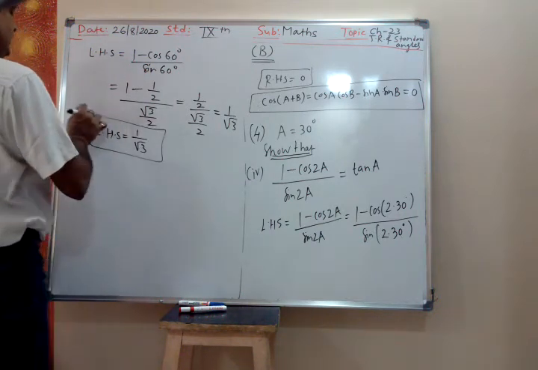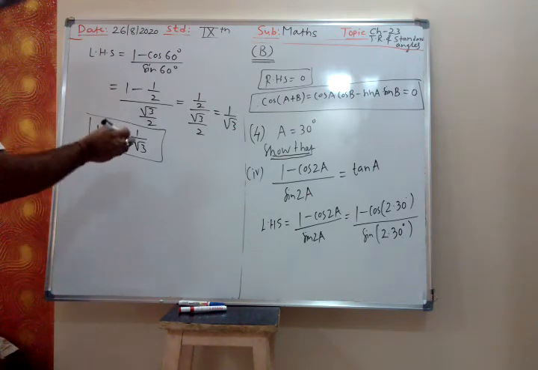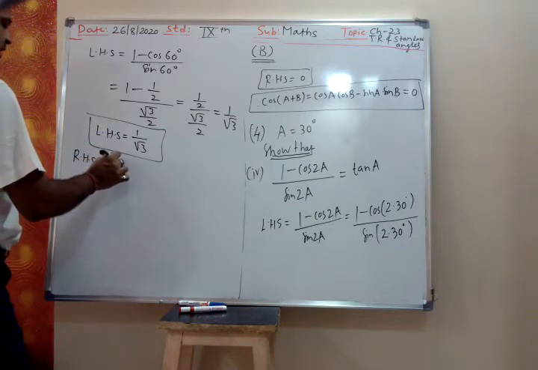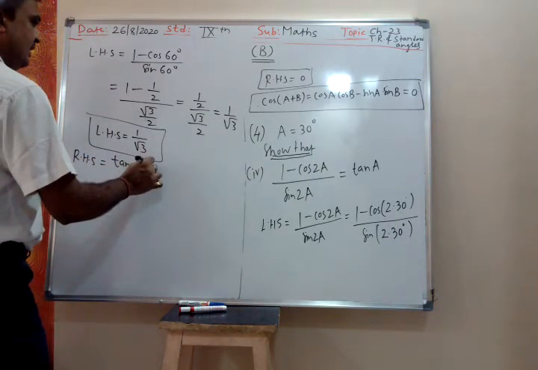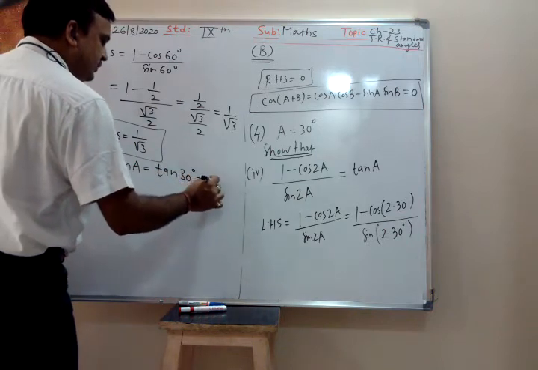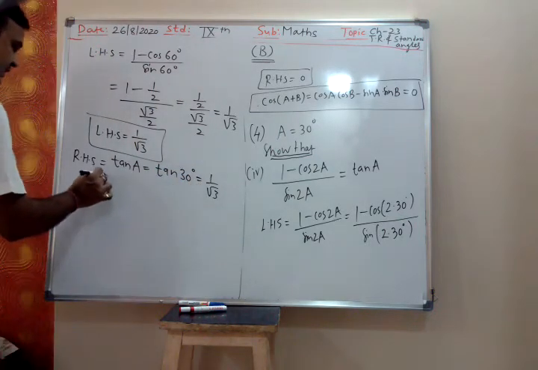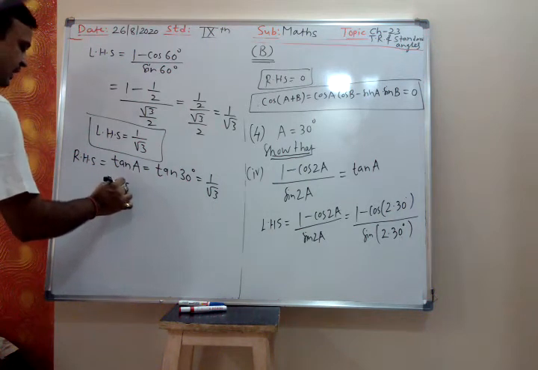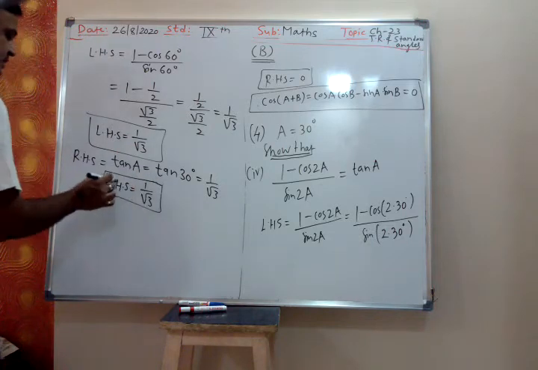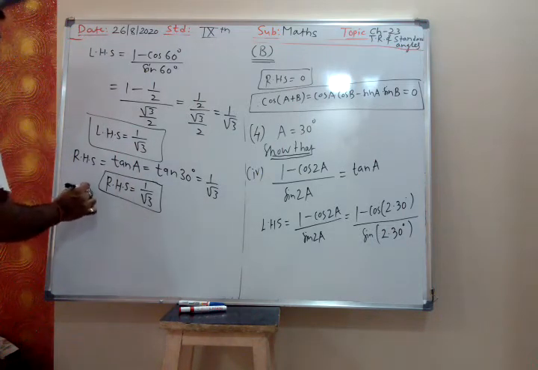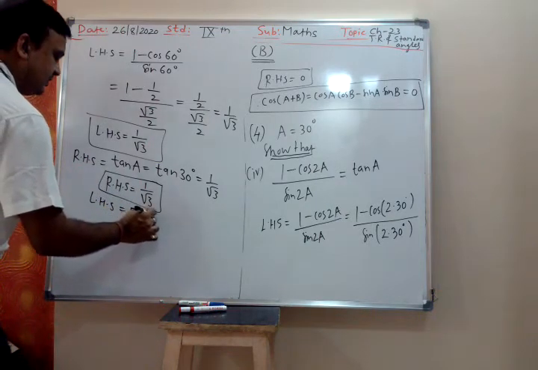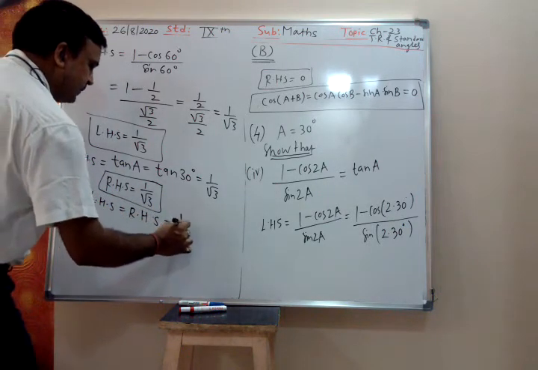Now let us evaluate right hand side. Right hand side is tan A. A is 30 degree. Tan 30 degree is 1 by root 3. So directly we are getting right hand side as 1 upon root 3. So LHS is equal to RHS. Let me write: LHS is equal to RHS is equal to 1 upon root 3.